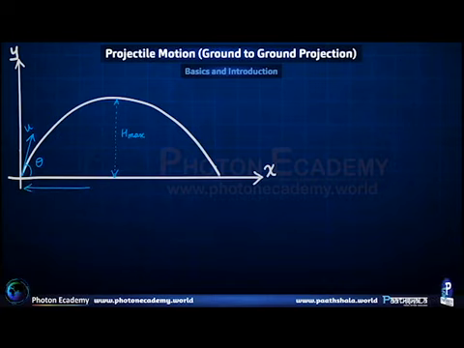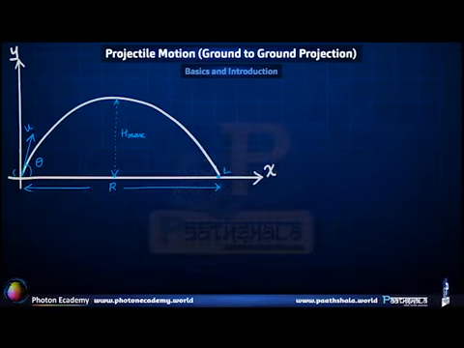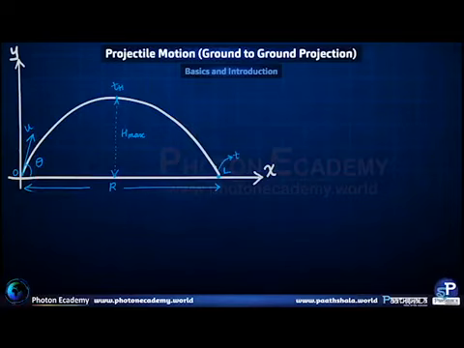I'm labeling the point of landing as L and the point of projection as O. The distance traversed by the projectile from the point of projection to the point of landing is called the range of the projectile. The time it takes to reach the maximum height is labeled T subscript h, and the time it takes to complete the entire motion is called the time of flight.